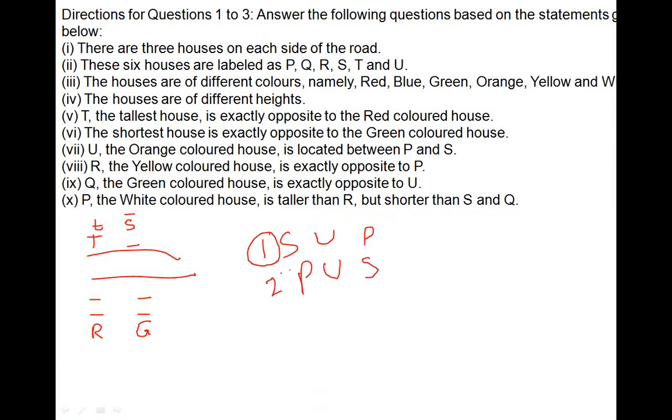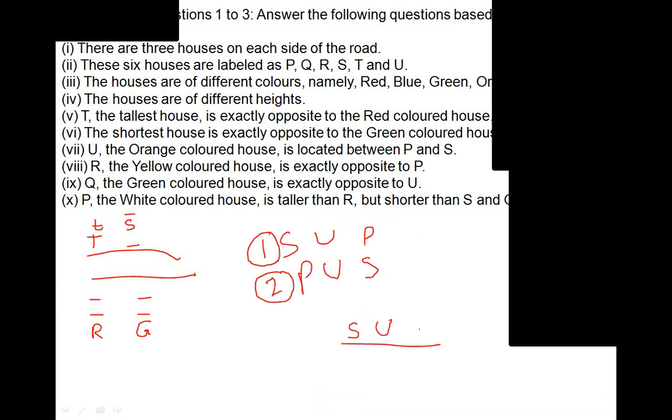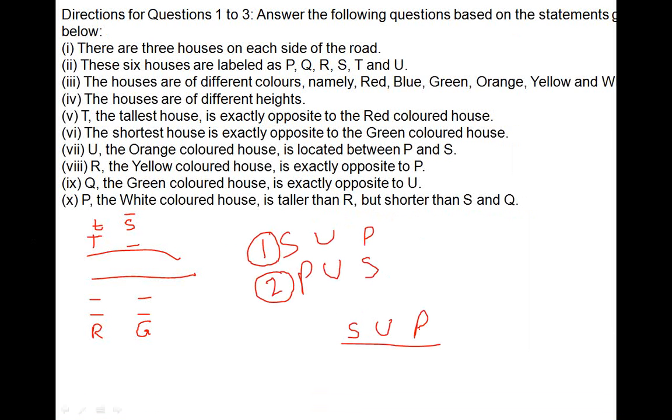You should begin by taking any one of these cases. So let's say we are taking the first case. This is the road and we take S U P. So from the 7th statement you got U, the orange colored house. U is the orange colored house. If we take this as the box which we will use for our calculation, this box will be divided into 3 parts.